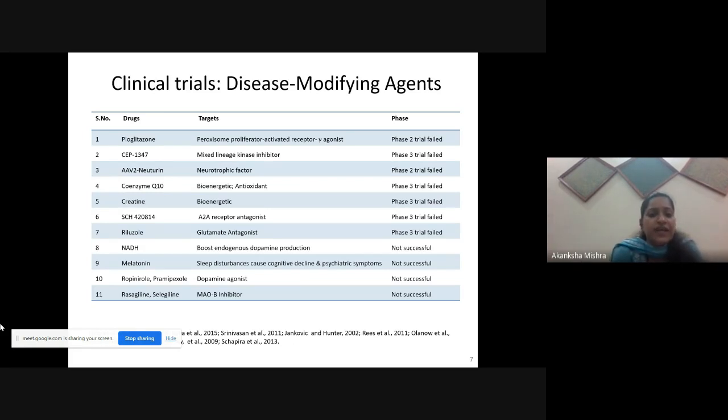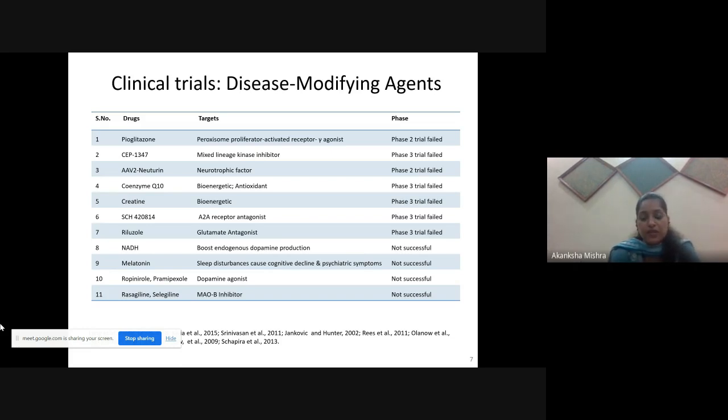Apart from that, various compounds, various drugs like NADH, melatonin, ropinirole, pramipexole, which are dopamine agonists, and then selegiline, rasagiline, which are MAO inhibitors, they were given to the patients, but again they failed in clinical trials. So we can see there is highest number of failures to achieve this disease modification. That is the reason disease modification is still a dream for Parkinson's disease patients.